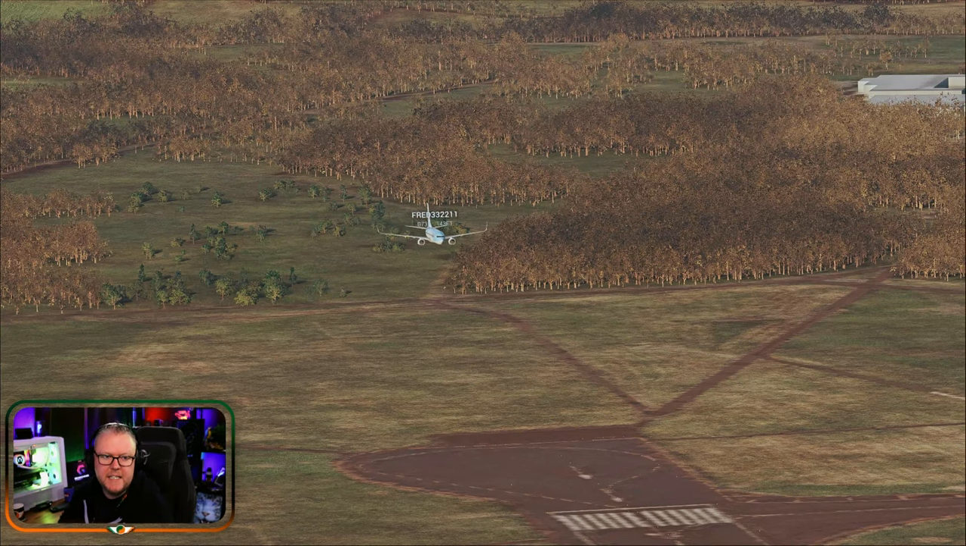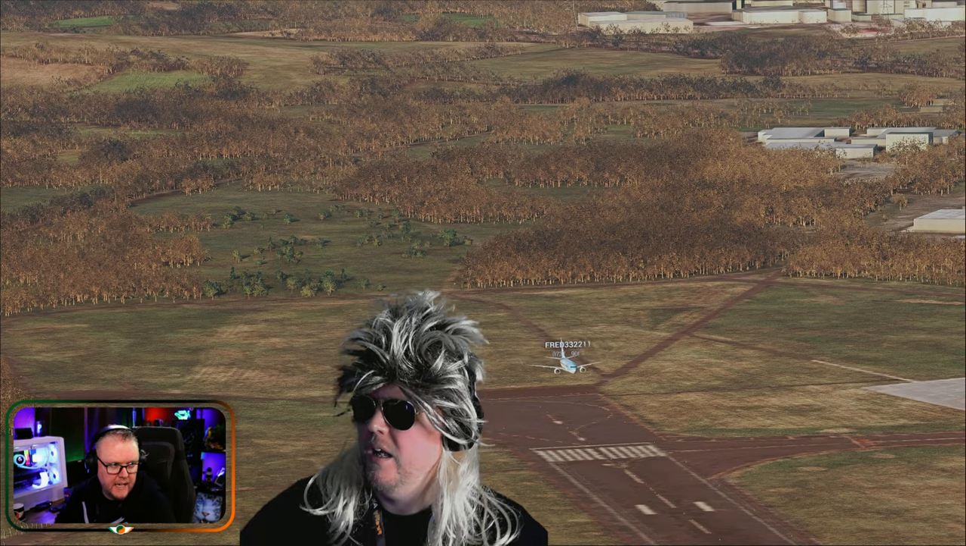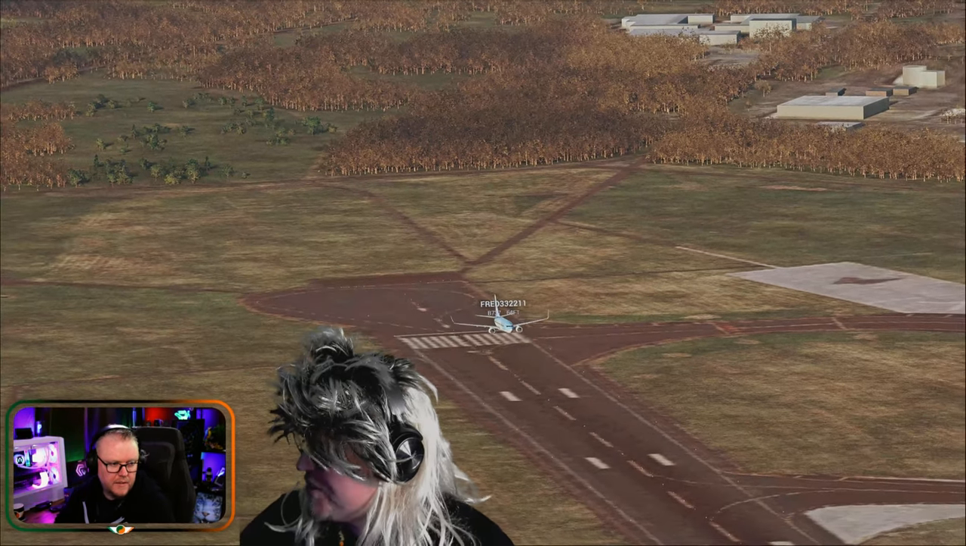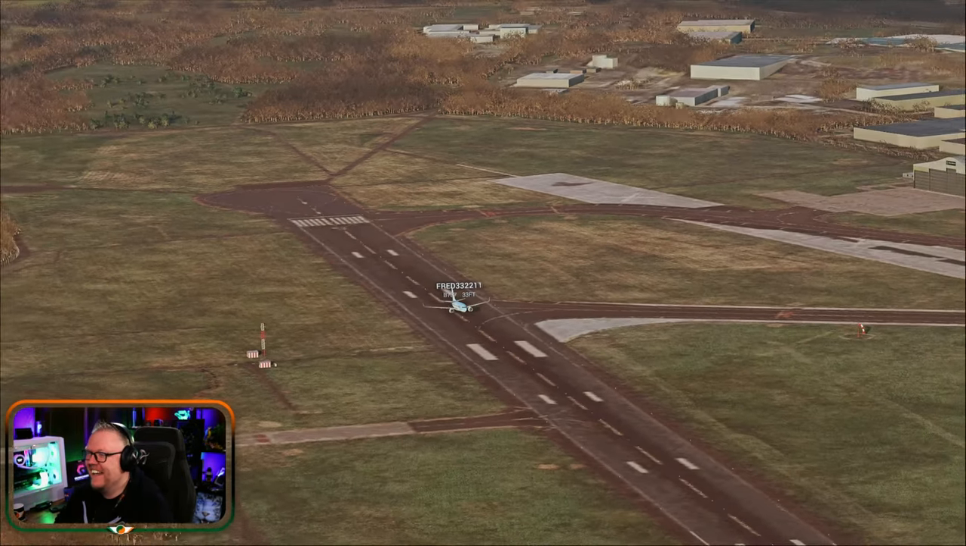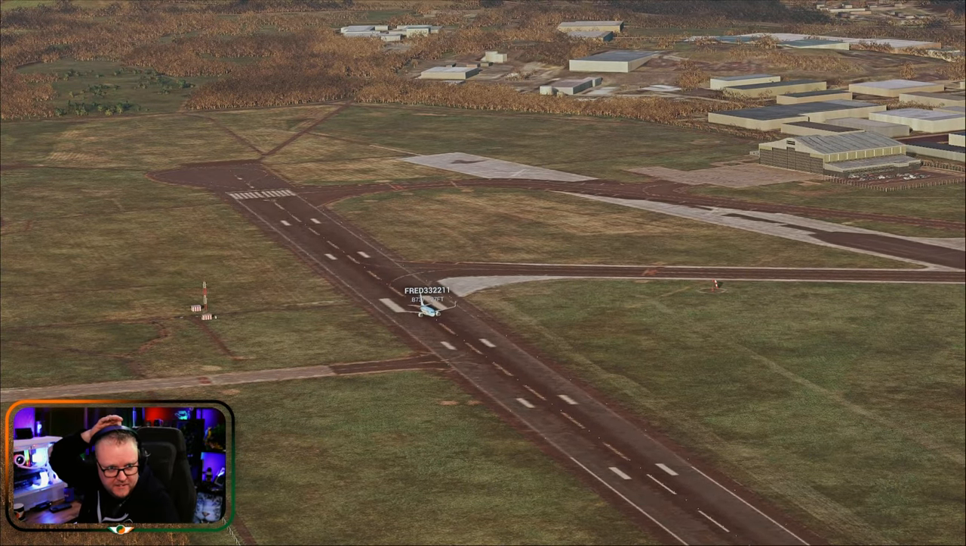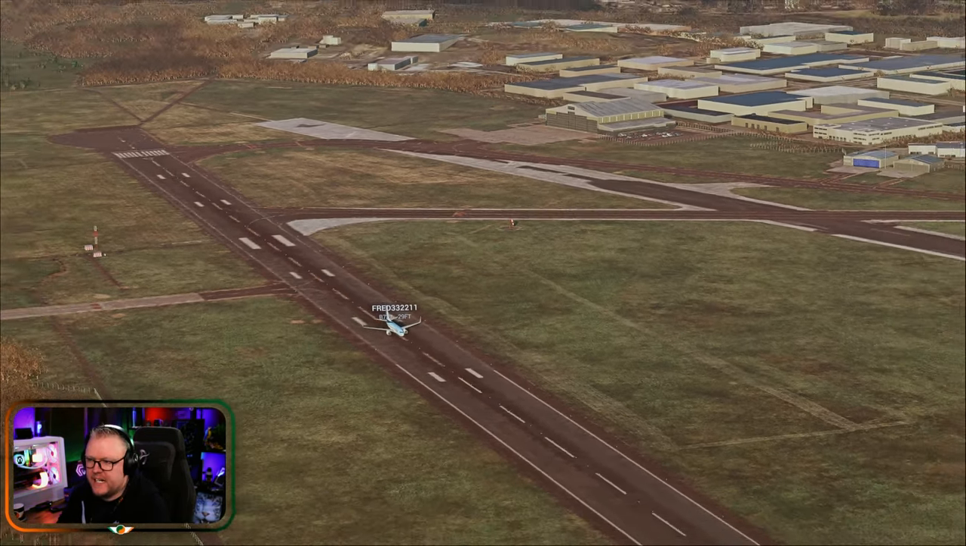Where does this take place? This is based out of Shannon in Ireland. Echo India, November. Who's in charge? You haven't a clue what you're doing. This real sim pilot, good to see you. It's in Shannon in Ireland. There's a full course manual here that teaches you everything you need to do.